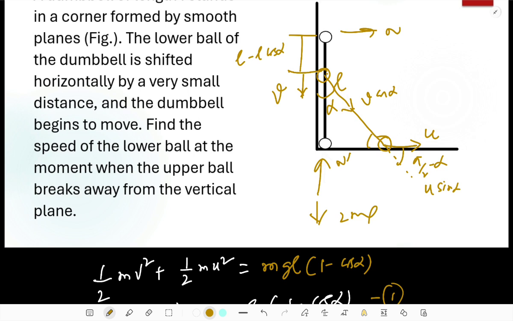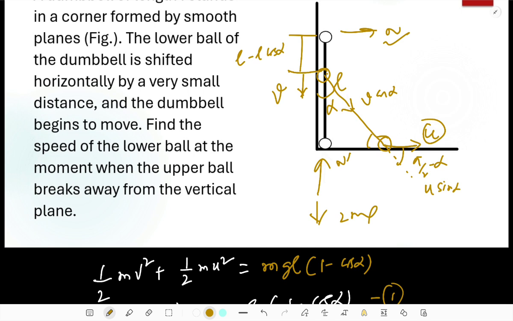Yeah, that's right. That means the force is now saying bye-bye. It is not going to act anymore because the upper ball is breaking away, so this normal is going to say bye-bye. So at this moment, this velocity is going to be maximum. That's right.